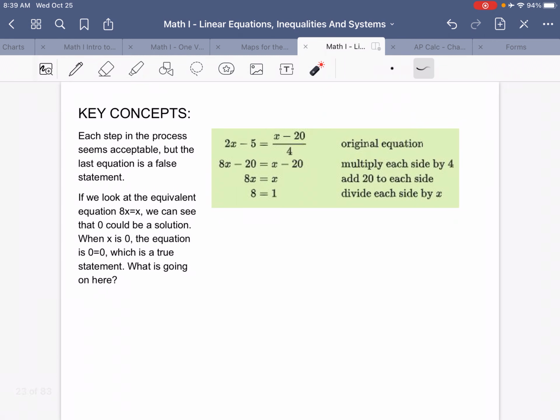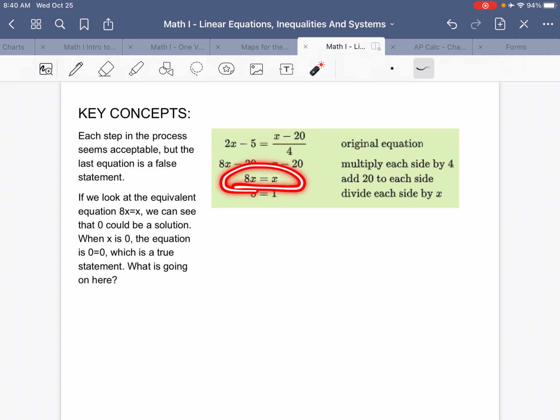Now, looking at this one, each step in the process seems like it would be acceptable. And yet, again, we end up with a false statement. 8 is not equal to 1. So what's the problem here?